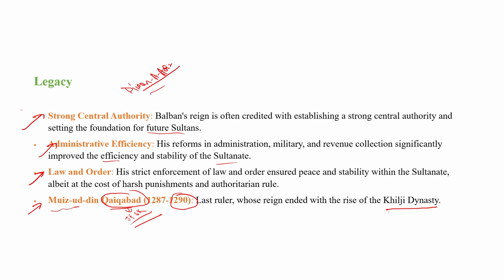So after the death of the last ruler Kaikabad, who was killed by Jalaluddin Firuz Shah Khilji, the Khilji dynasty became the next dynasty over the Delhi Sultanate. So I hope you understand this session. In the next session, we will discuss the Khilji dynasty.